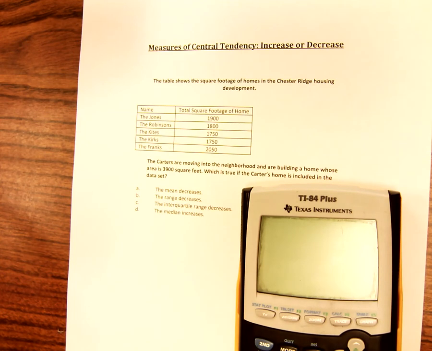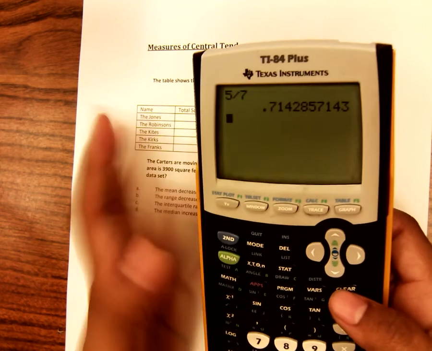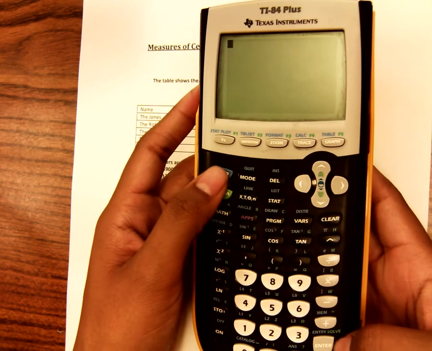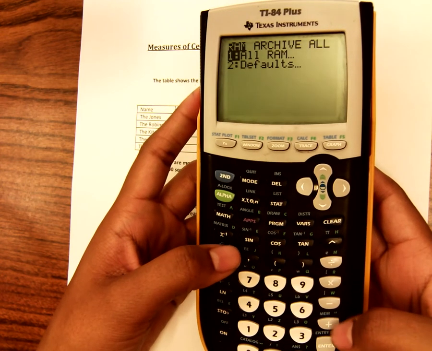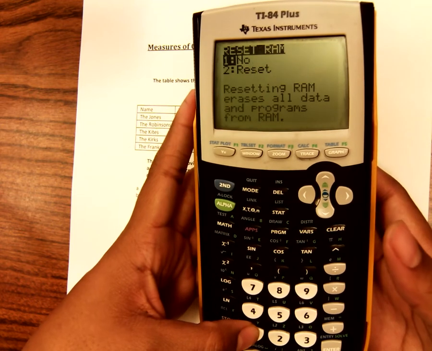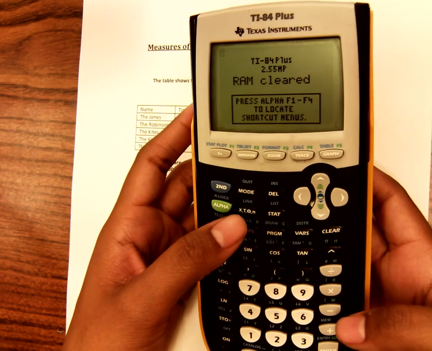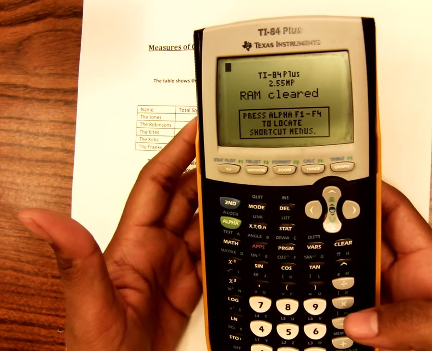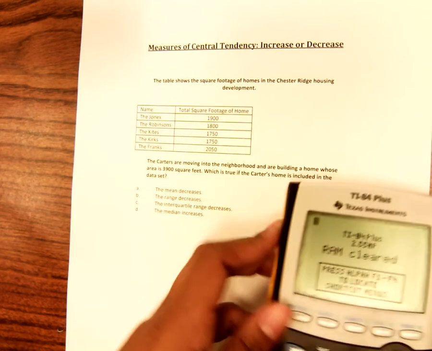Before I get started with this problem, there's something very important that I want to do with my calculator, and that is make sure I clear my memory. Please note that when you're in class, students before you may have used the calculator, so you would like to clear the memory. You are going to press second mem, 7 for reset. You can either do 1 all of the RAM or 2 default. So I'm going to do the 1 all RAM. I'm going to press 2 reset, and then you see my RAM cleared. Now I know my calculator memory is good to go. So therefore, when I start to enter my data, I do not have to worry about my calculator inaccurately calculating what I have typed into the calculator. So now I'm going to go ahead and get started with my problem.